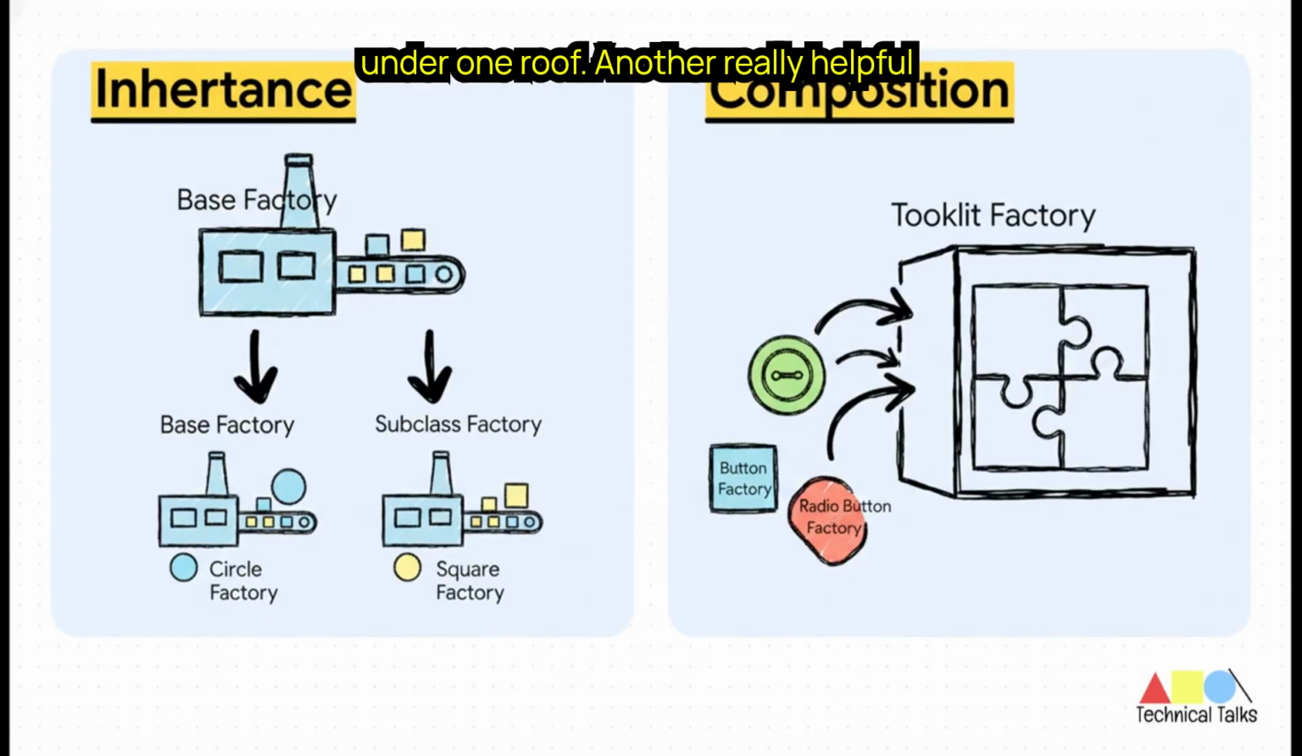Another really helpful way to think about this is inheritance versus composition. The factory method is classic inheritance. You make a new subclass to change the kind of product you're creating. But the abstract factory, that typically uses composition. It's like it bundles a set of related factory methods together into one convenient toolbox.